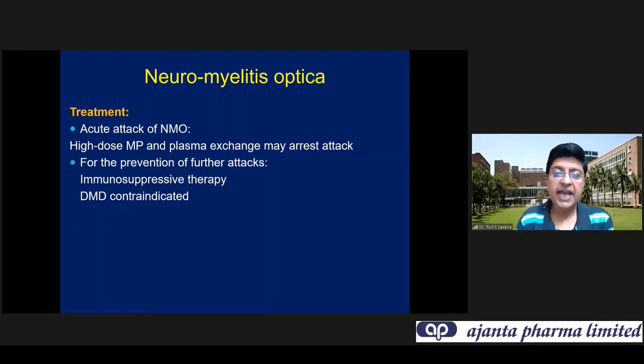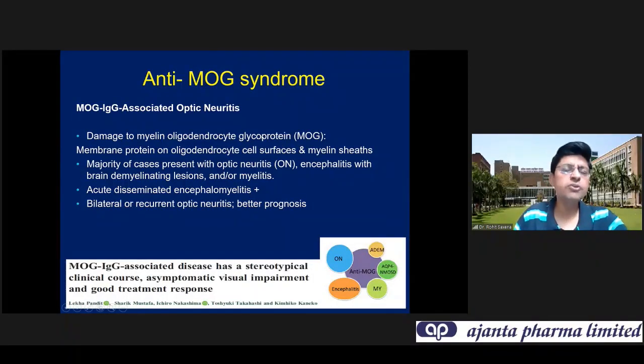MRI helps us, and wherever possible, we need to do the NMO antibody test to confirm, especially if the presentation is atypical. With an atypical presentation, you need to understand whether it is NMO or an infectious or inflammatory disease. And then our worry about MS is less, and we are actually more worried about NMO and other diseases. The other syndrome that is coming up is MOG IgG associated optic neuritis. MOG is basically damage to myelin oligodendrocyte glycoprotein. So MOG is another variant that we are seeing.